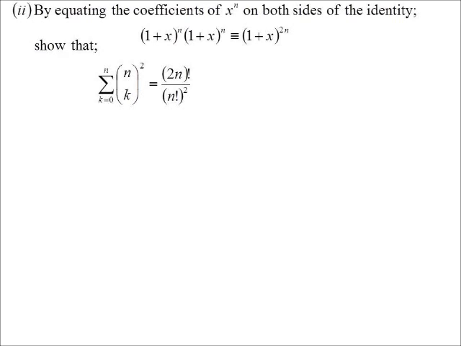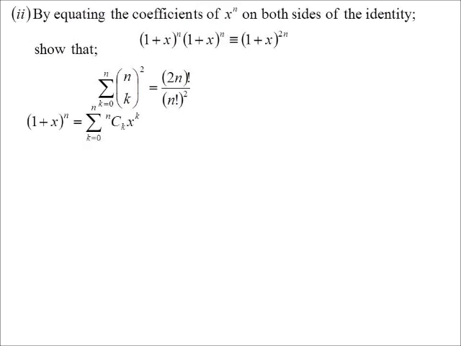We have (1 plus x) to the power of n times (1 plus x) to the power of n is the same as (1 plus x) to the power of 2n. Well, that makes sense. Add the powers, n plus n is 2n. So using that idea, we have to show the sum of nCk all squared, going from 0 to n, is 2n factorial over n factorial squared. All right, so once again, we'll start with the binomial theorem.